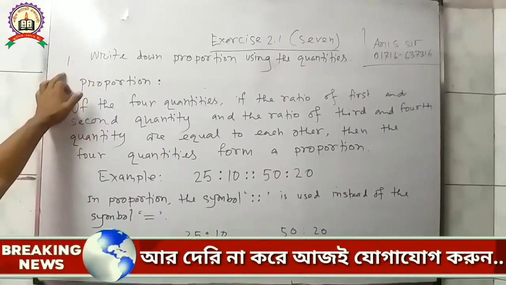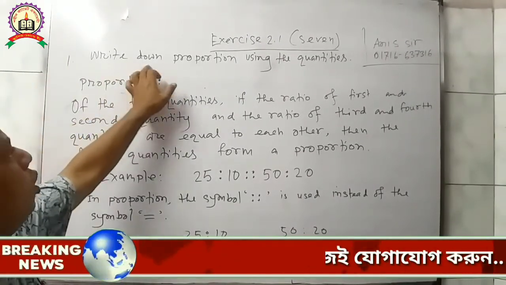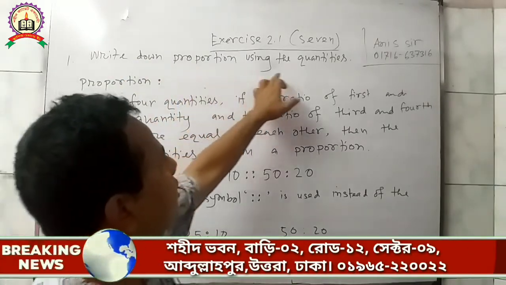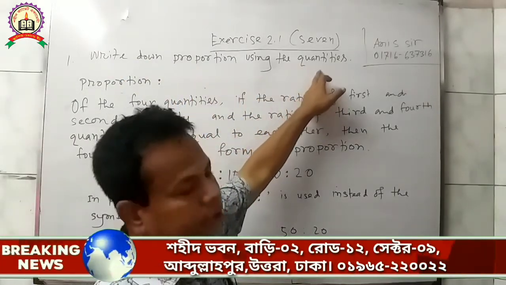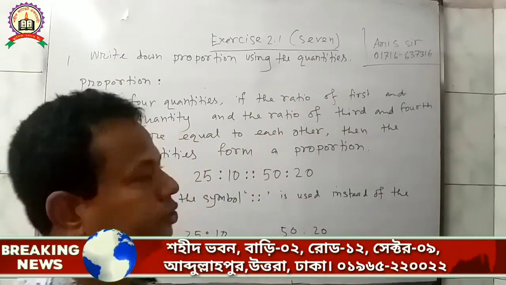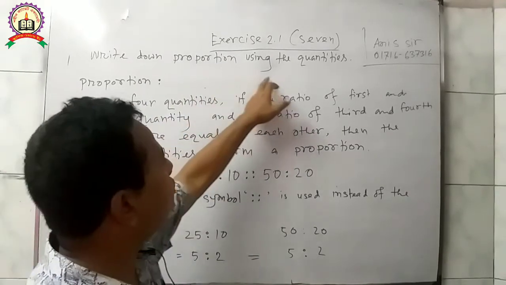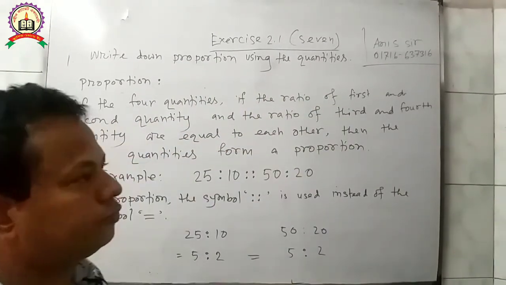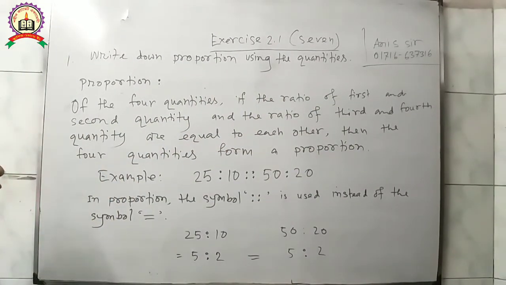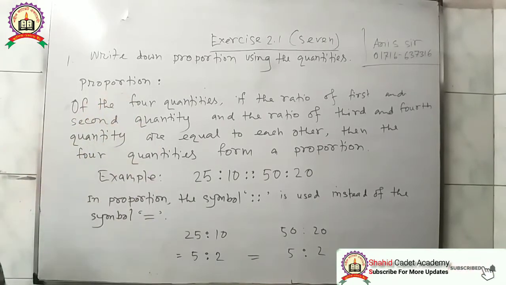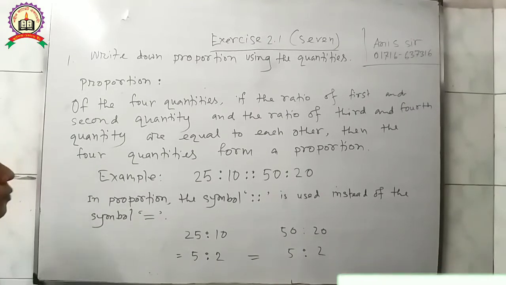Problem number 1. Write down proportion using the given quantities. So, at first we have to know about proportion.